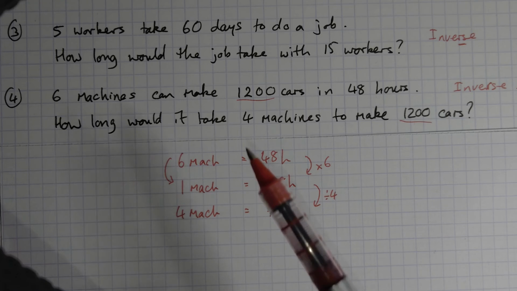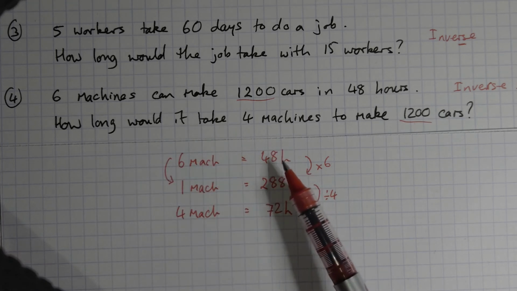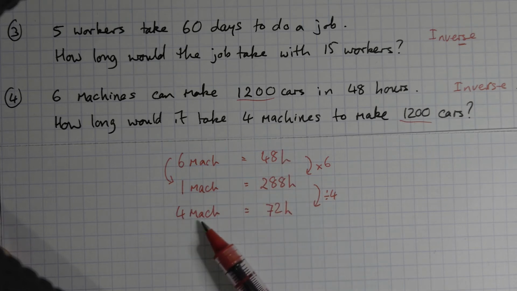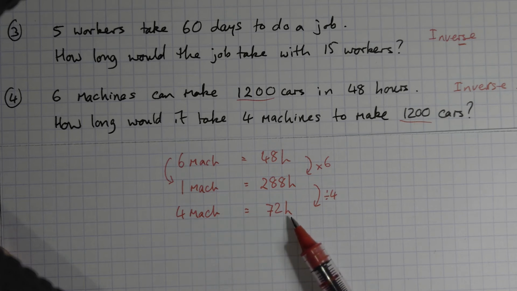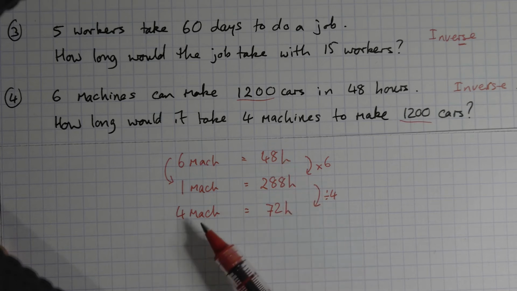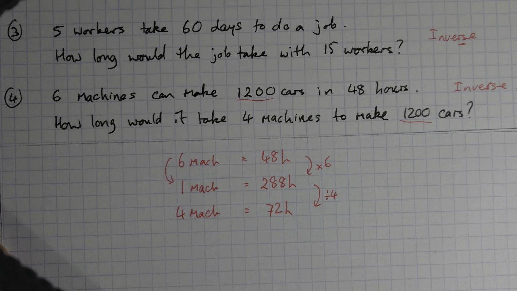So the situation we had here then was that when 6 machines are all working together, it took 48 hours to do the job. 1 machine would take longer to do it by itself, but when you've got 4 machines doing it, it would take 72 hours. Notice how that's longer than the 48, as it should be, because 4 machines is fewer machines than 6. You'd expect 4 machines to take longer than 6 machines. That's less workforce, that's less help to do the job. The number 1,200 we didn't really use in this question because it was the same in both.